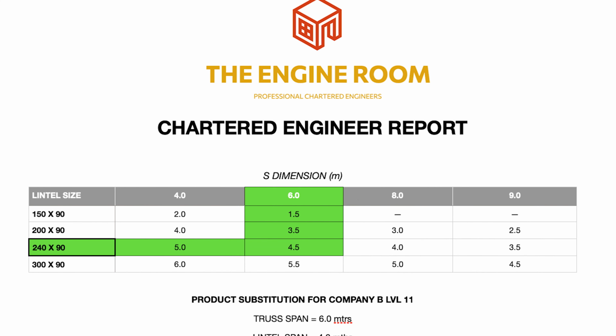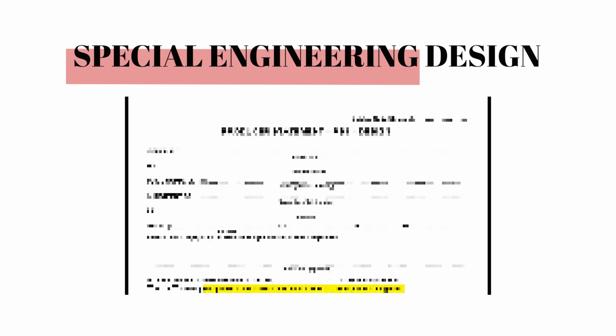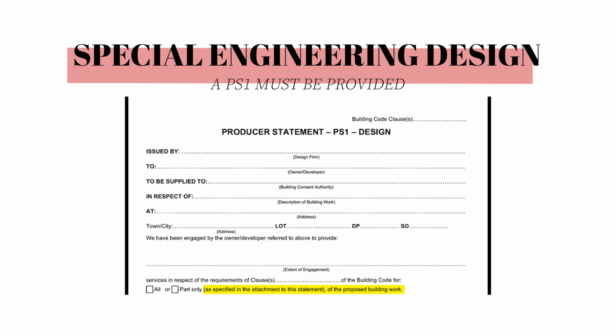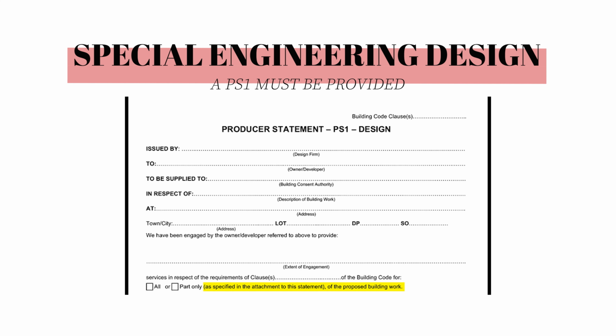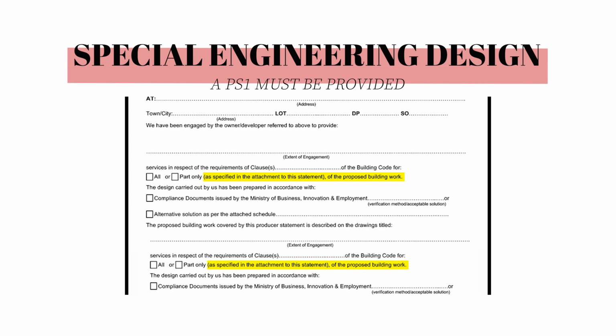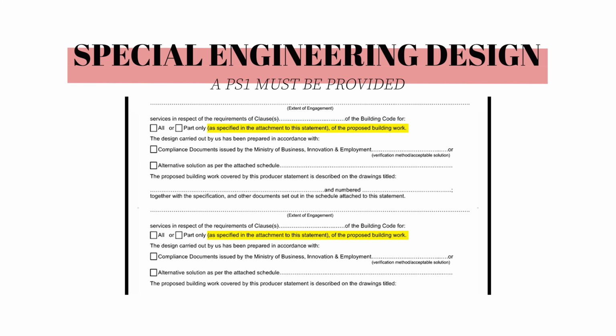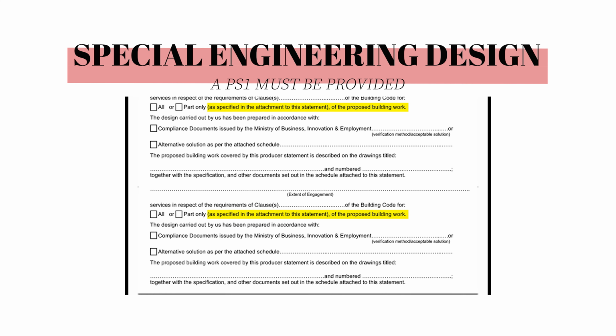2. A selection chart or design program output certified by a chartered professional engineer indicating clear evidence that the substituted LVL product is a compliant replacement. And 3. Where special engineering design is required, such as in the case of heavy point loads or multiple loadings on a lintel, a PS1 by a chartered professional engineer would be required proving compliance. This same process should be followed when substitution involves other engineered wood products as well.